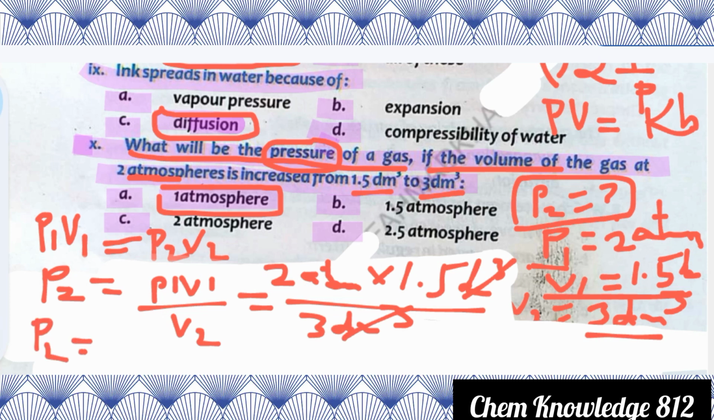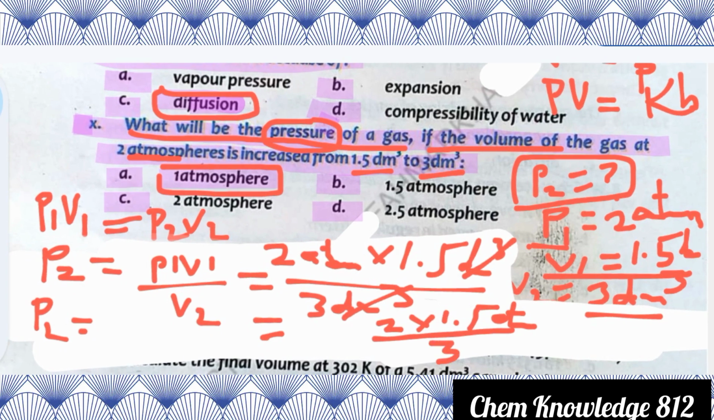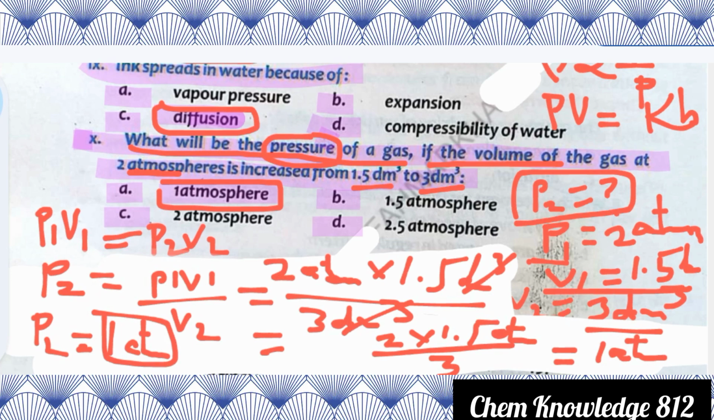P2 will be equal to 2 into 1.5 atmosphere divided by 3. So from this, you will get 1 atmosphere. So P2 will be equal to 1 atmosphere, and this is our answer. So in this way, you can determine the answer to these questions.